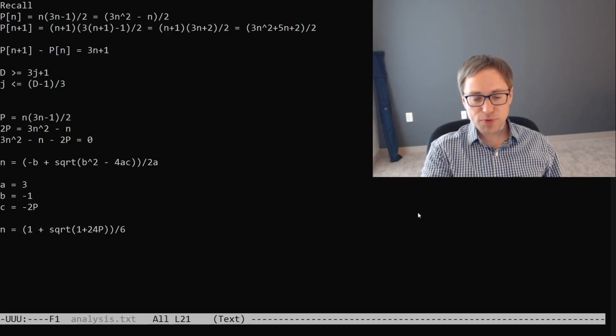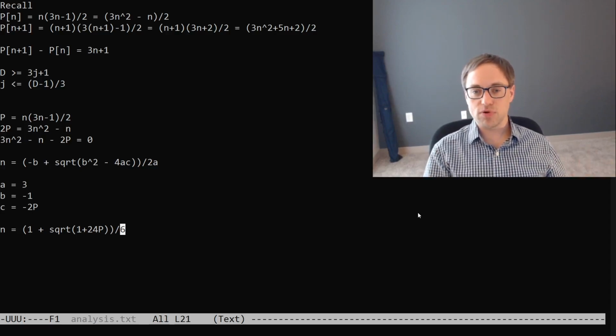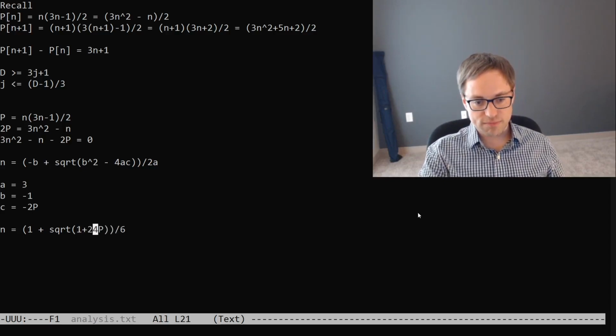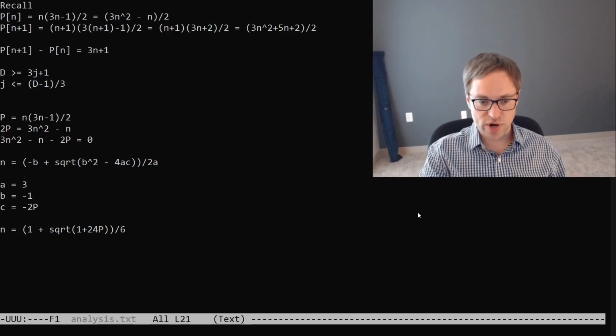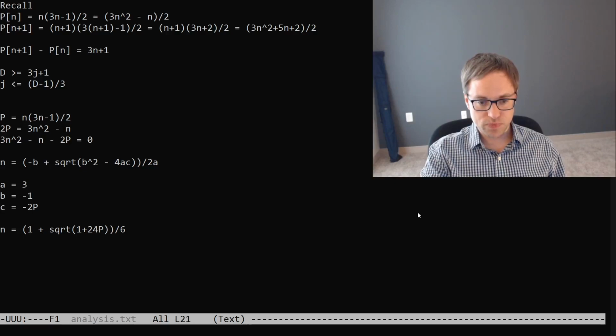If it is not a perfect square, this will give us an irrational number, and no amount of adding or dividing by integers will turn an irrational number into an integer. It simply cannot be done. So this must be a perfect square. That will be our first check: 1 plus 24p must be a perfect square. Then we can take the result of that square root and add 1, and the result must be divisible by 6 in order to get an integer. That will be our second check.